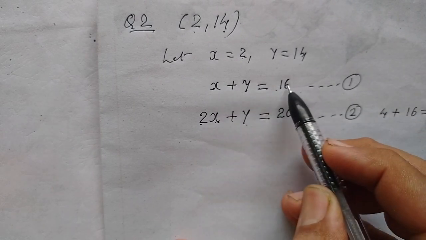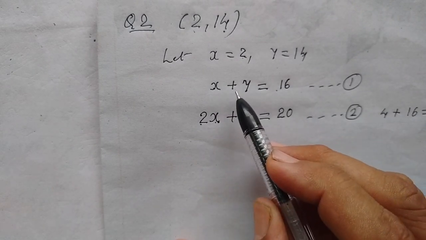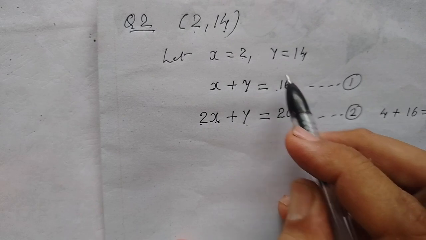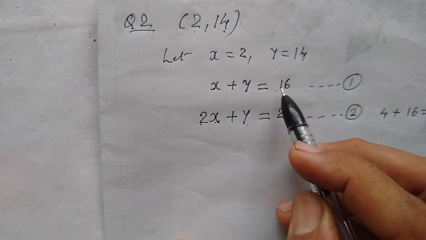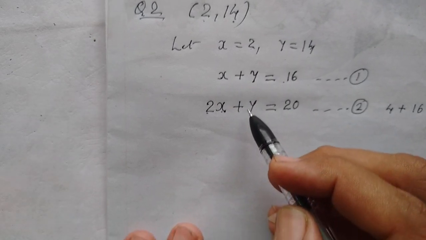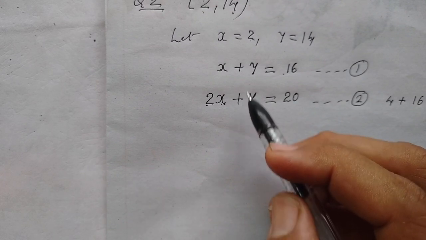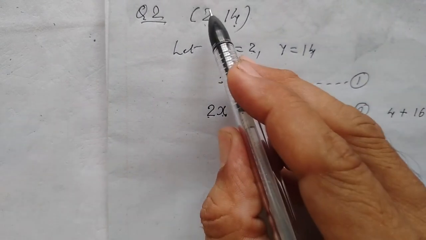This is the first line and this is the second line. I am using the word line, meaning what? If you draw the graph of this equation, you will get one line. If you draw the graph of this equation, you will get another line. And both the lines are passing through this point.